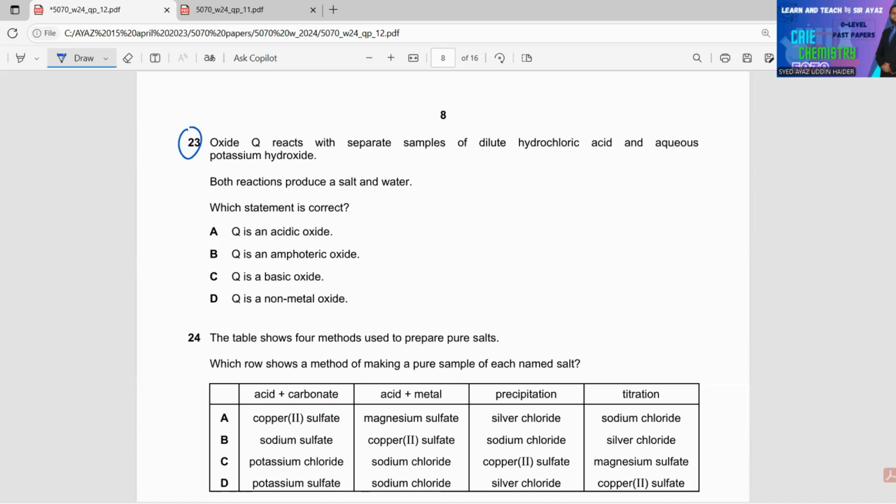Now, in both the reactions, what they are saying is we have oxide Q, it's reacting with acid as well as potassium hydroxide, and it's producing salt and water. So it must be amphoteric. It must be amphoteric as it is reacting with both acid and alkali. So B must be the right answer in this case. No need to look at the other choices. All the choices are incorrect.